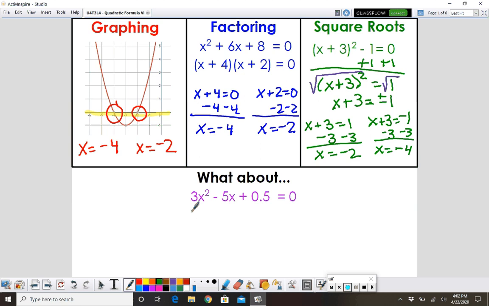But what would you do if you had an equation that looked like this? Okay, it's not a graph, so we can't use graphing. We don't have vertex form, so we can't use square roots. So you might be thinking about factoring. But we've only ever factored when we've had whole numbers. It's hard to factor if you have a decimal value. So what we're going to do is I'm going to teach you a new method, and this method is called the quadratic formula. It works in every situation.